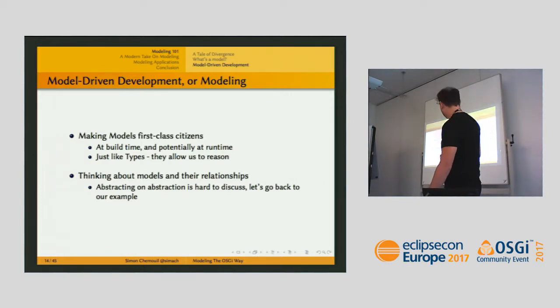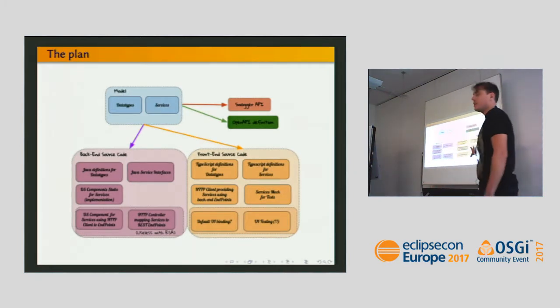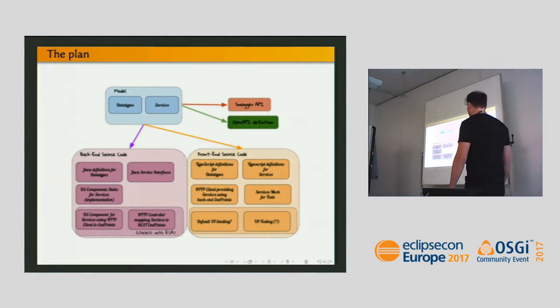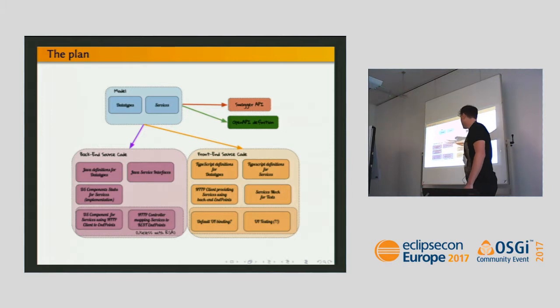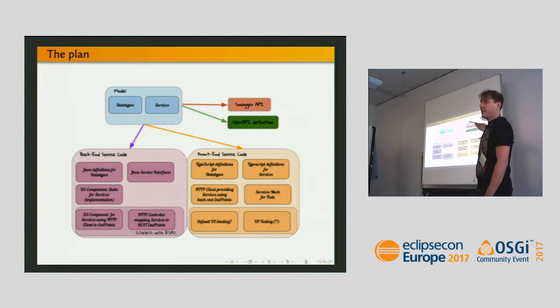And I'd like to go back to the example to go further. This is exactly the same slide as before, so we have it in mind. We generated the backend source code and the front-end source code, and maybe other stuff, like the Swagger API.